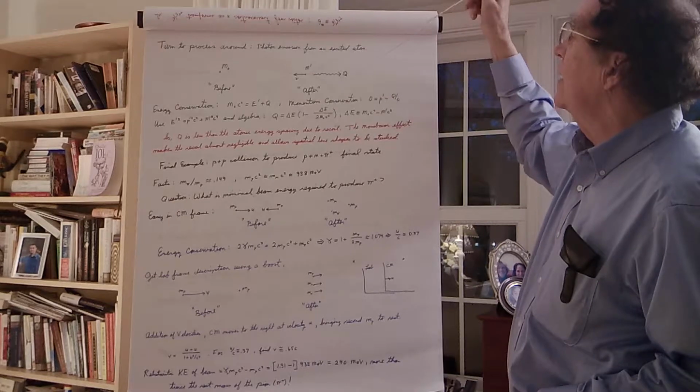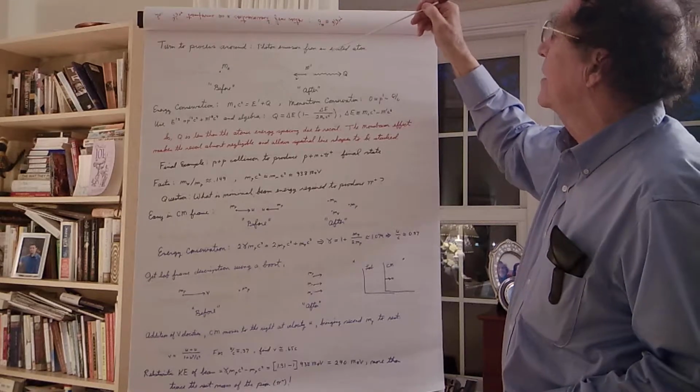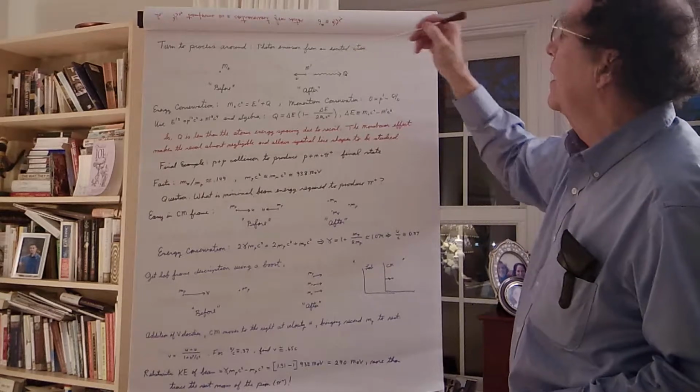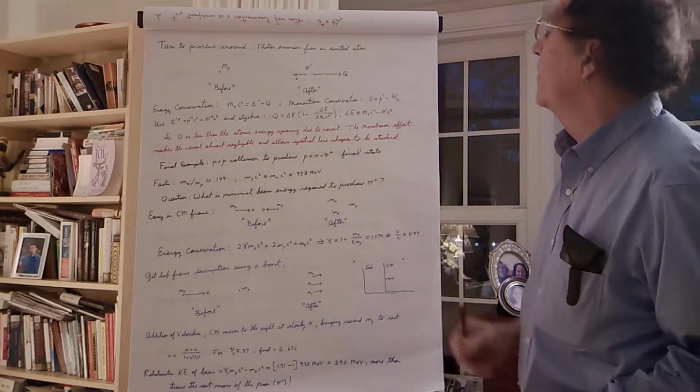In the final state, I have this state m prime. I call that an energy E prime. And there's also the energy of the photon.